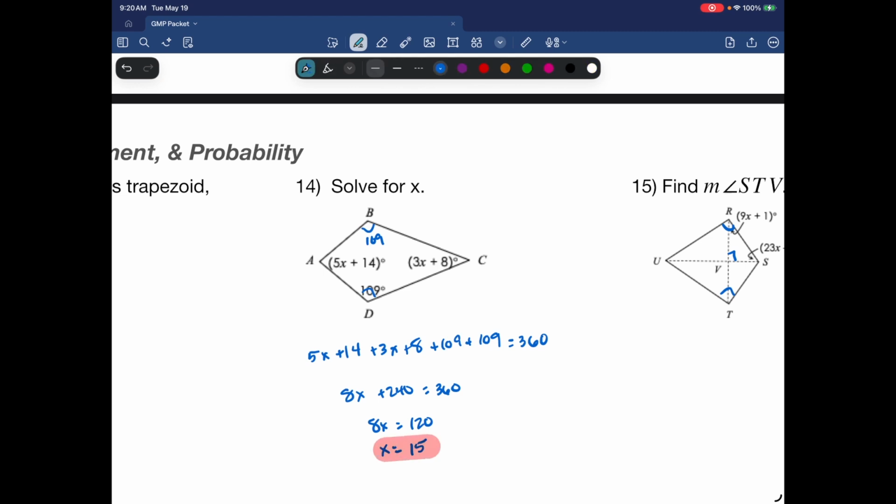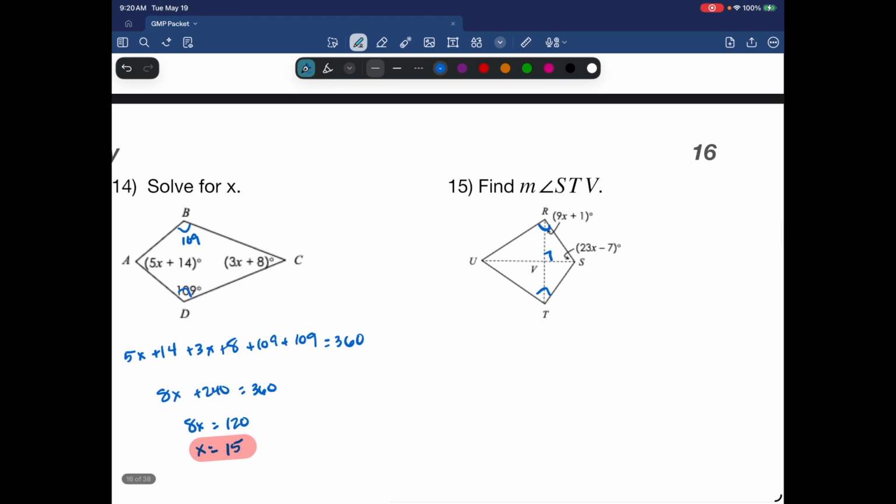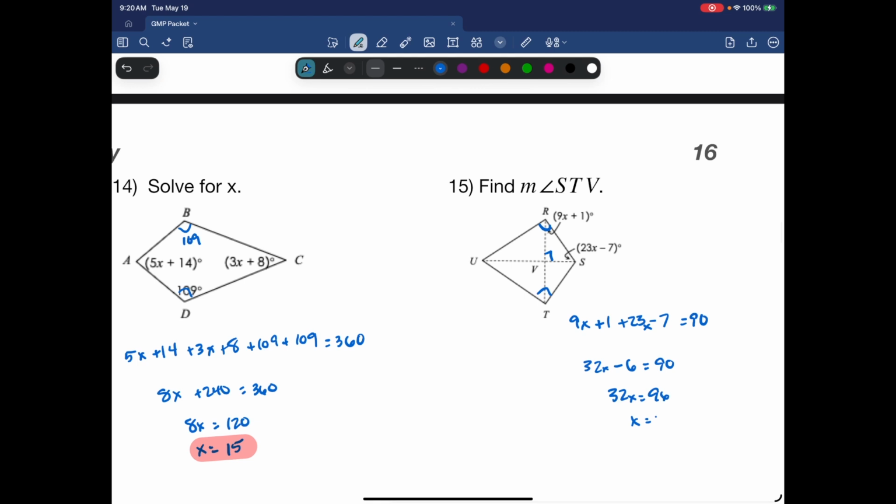Okay. For 15, because the diagonals are perpendicular to one another, that's a right angle, which means these two angles add up to 90. So you got 9x plus 1 plus 23x minus 7 equals 90. So it's going to be 32x minus 6 equals 90. 32x equals 96. X equals 3.